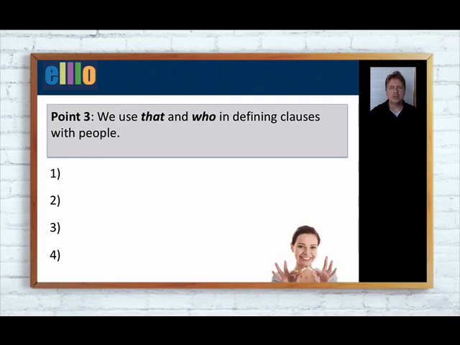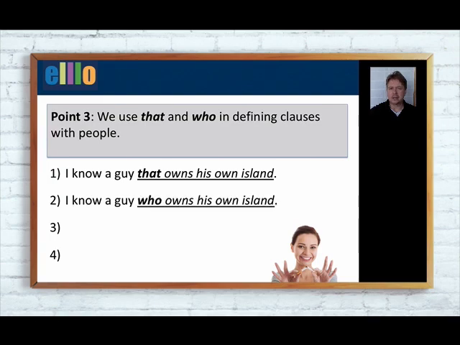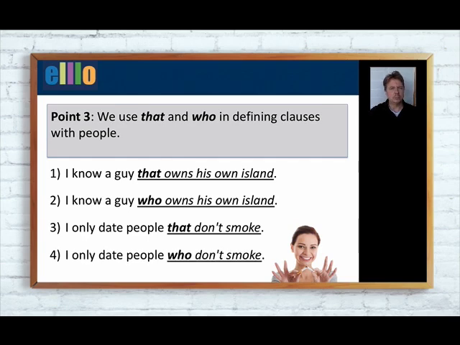Point three, we use that and who in defining clauses with people. Example, I know a guy that owns his own island. I know a guy who owns his own island. I only date people that don't smoke. I only date people who don't smoke. So here, either word is fine, but you can't use which.